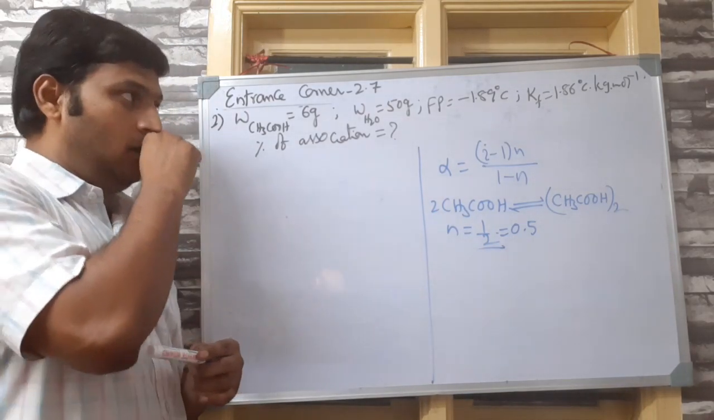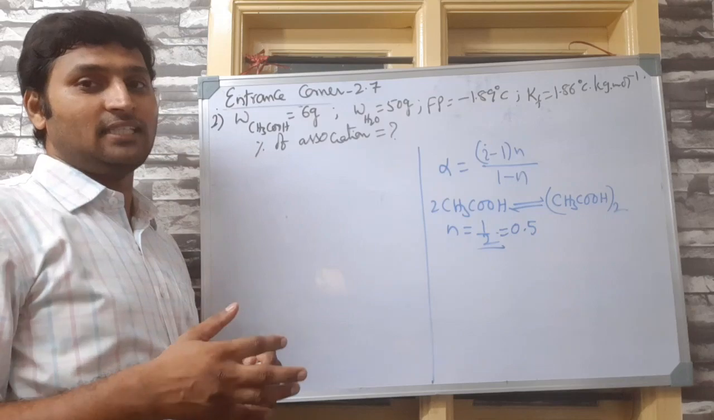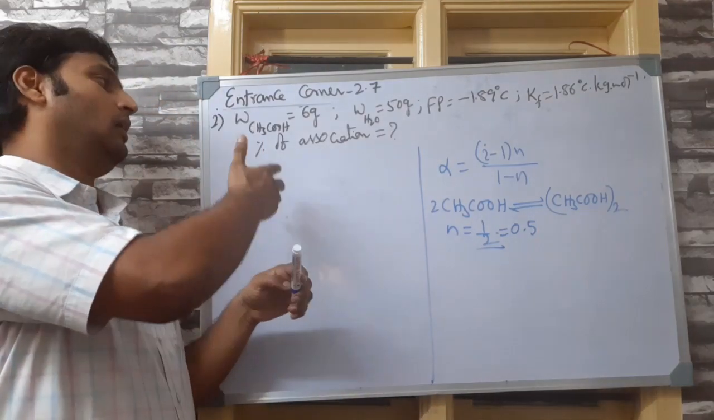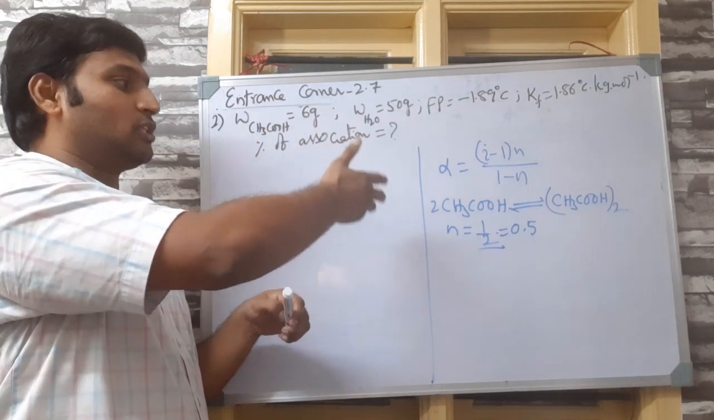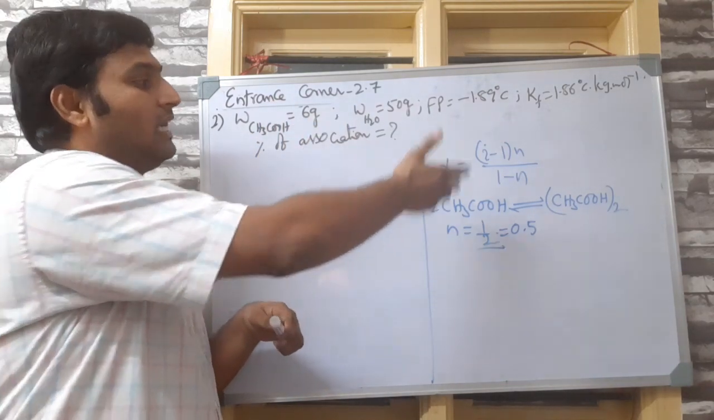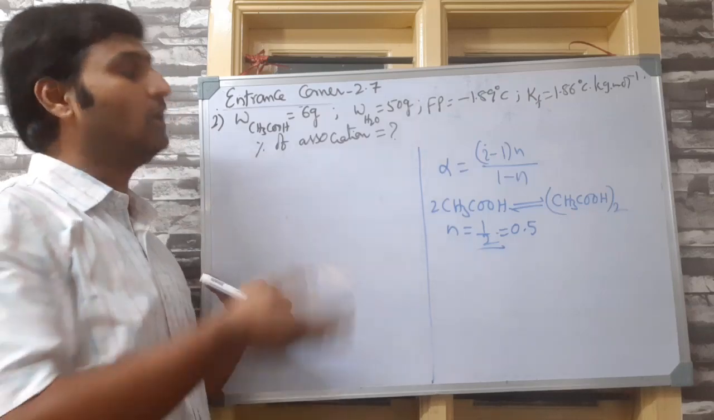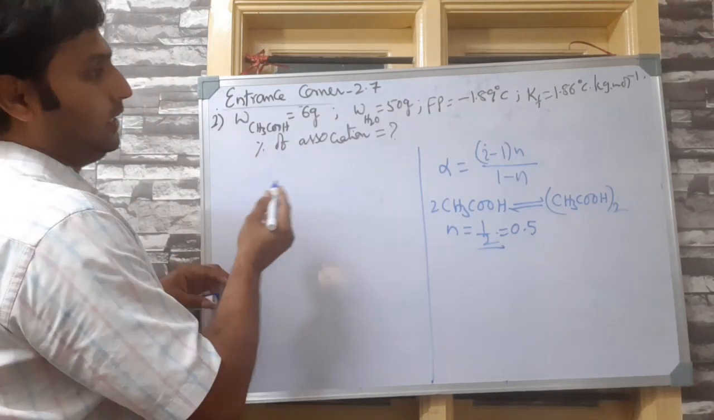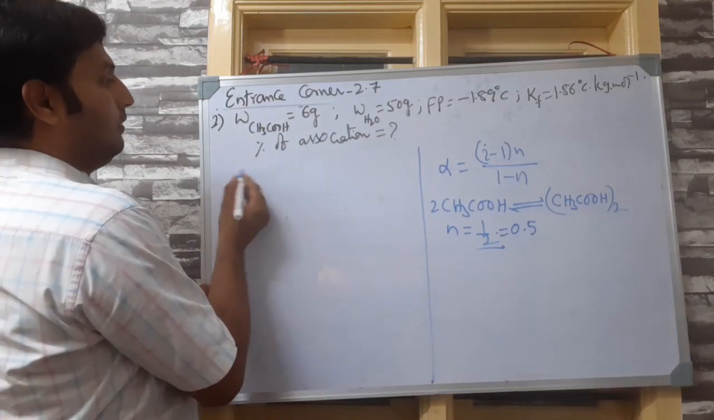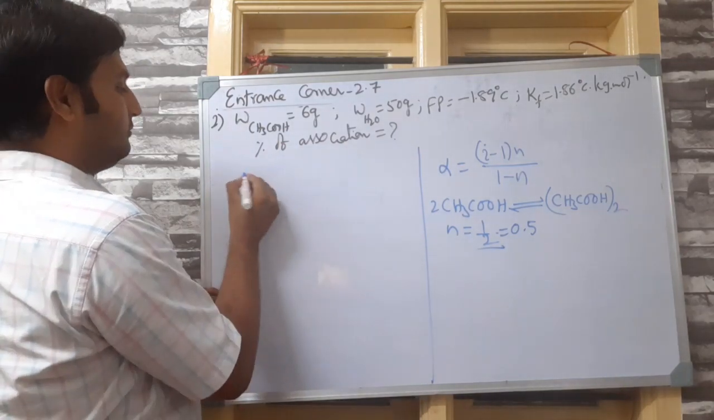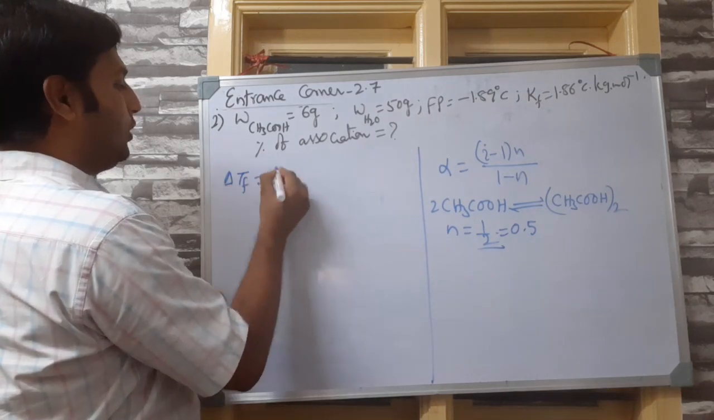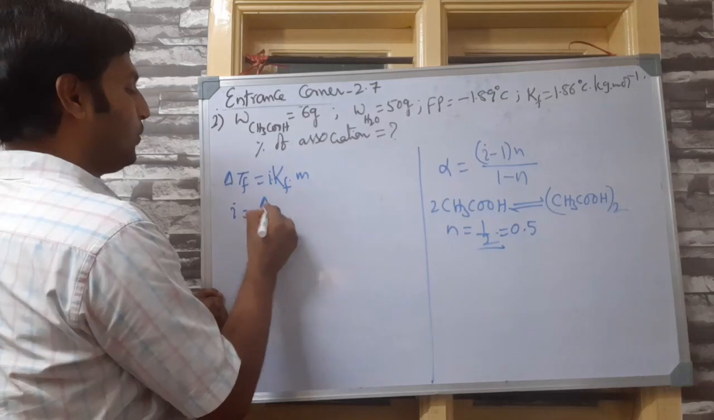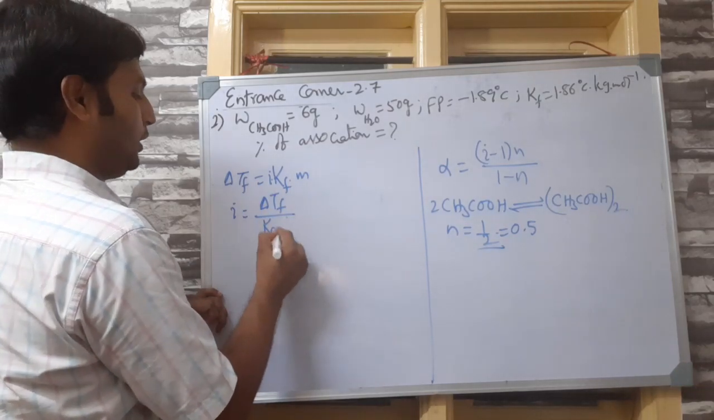Now I can very confidently tell you the answer will be nearest to 100%. The reason: if the i value comes closer to half, then it is going to be 1 obviously. Let us calculate and check it, nothing wrong. Okay, see here. You want delta Tf. Delta Tf is equal to i into Kf into m. So i is equal to delta Tf by (Kf into m).